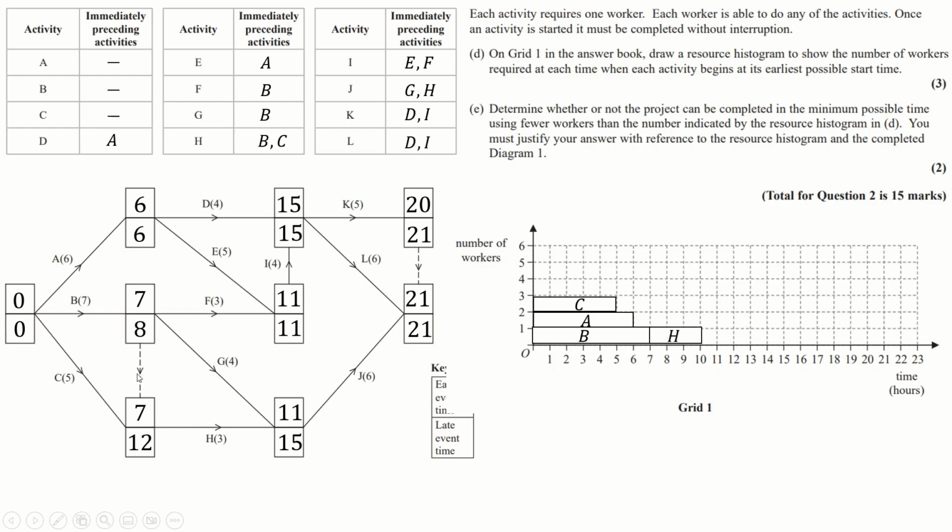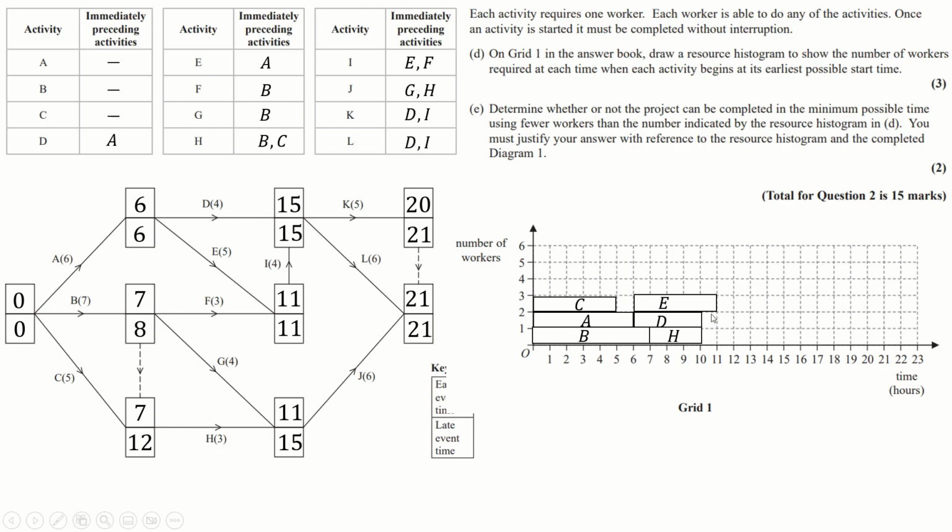Actually, no, H needs B to complete as well, so I'll start H once B is done there. Okay, so that's fine. When A is complete, we can start D and E, so we may as well just put those two there. Now, E can't be completed until A finishes, so that's there. When you finish C, you can't actually start anything else because you have to wait for B and A to be done, so there must be a gap there.